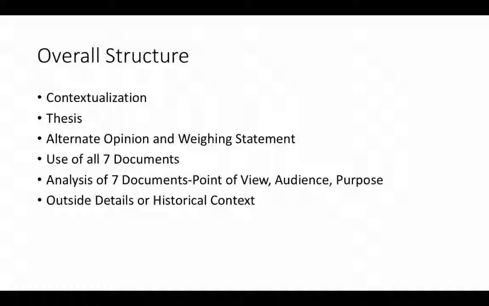Then it's something that I've created called an alternate opinion or weighing statement. And there's a reason why I do this with my students. It's not required. There is, however, a point underneath the thesis point for coherency of argument. That is something that's required. This is one of the ways I have my students reach that point, the alternate opinion, and I'll explain what that is.